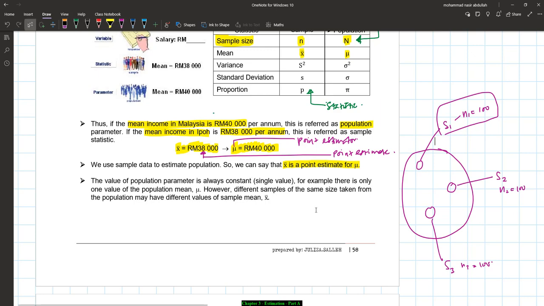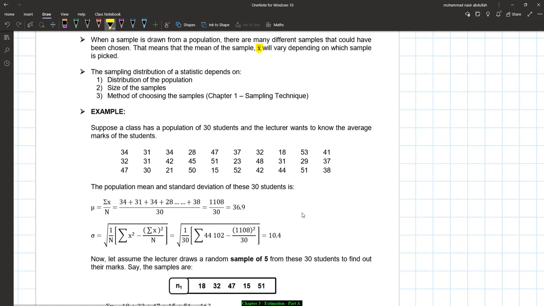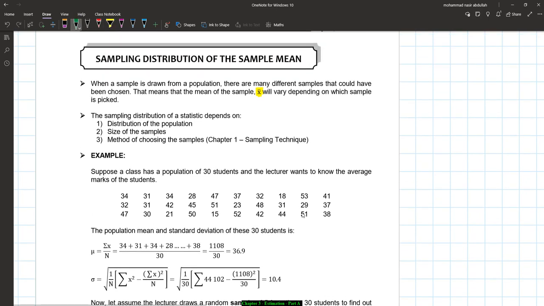Okay? So let's look at page number 159, right? When a sample is drawn from a population, there are many different samples that could have been chosen. This means that the sample mean x bar will vary depending on which sample is picked. For example, let's look at the example below. So, they vary in what way? It will vary depending on which sample is picked. So, maybe it will vary based on the sampling distribution.